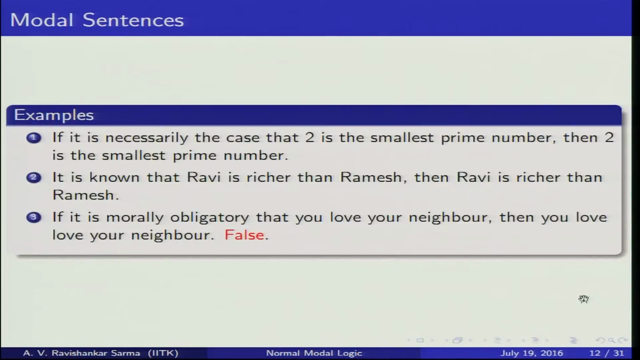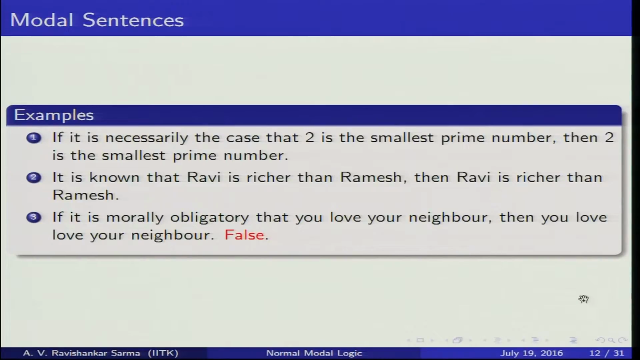Now in the second example, it is known that Ravi is richer than Ramesh. Rich is considered to be a vague kind of predicate. So the moment you talk about rich, the next question that comes to us is how rich he is. Is he rich, too rich, or too poor, etc.? All these questions arise. It depends upon the context, and it changes with cultural background also. So then Ravi is richer than Ramesh. In this case, I know that P, and from that P follows.